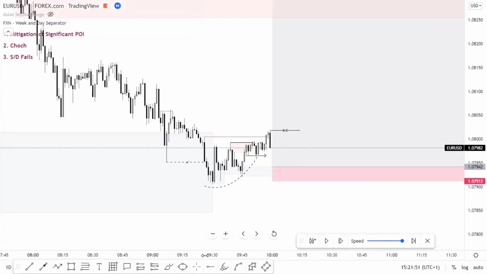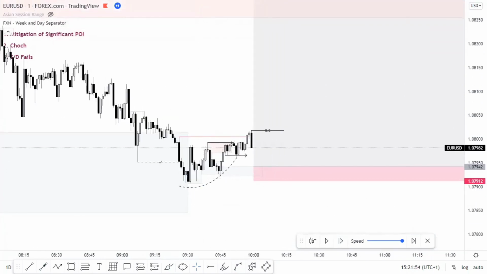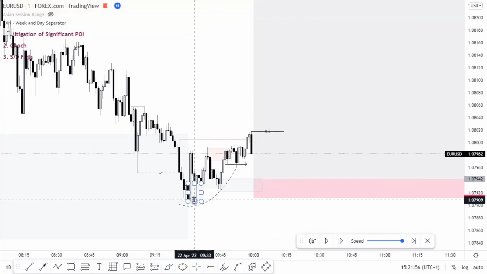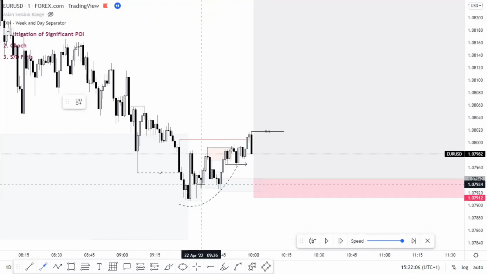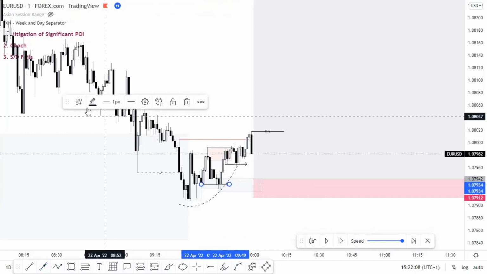Let me just show you. So it's a clean, very clean supply chain. The first one got mitigated, and it broke the structure to the upside around this place. The next one swept some of the demand, which is another confidence for me that now it has swept this liquidity to the downside.